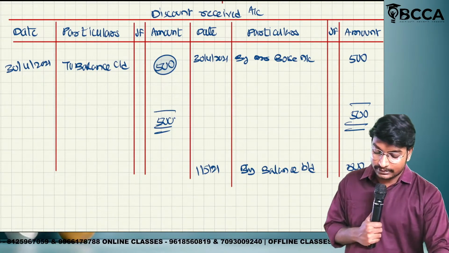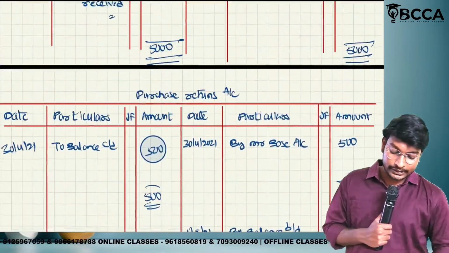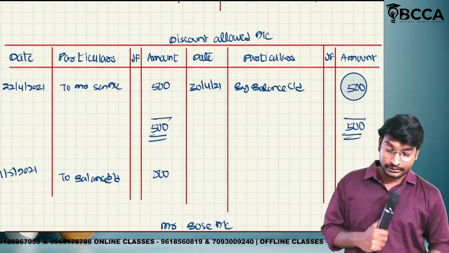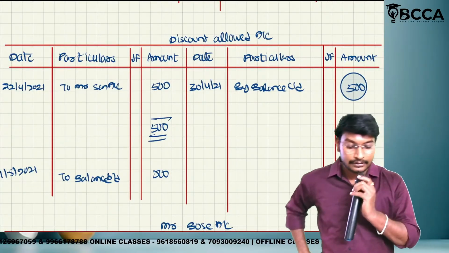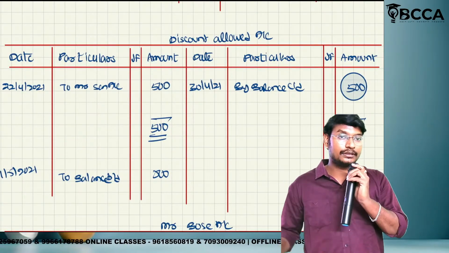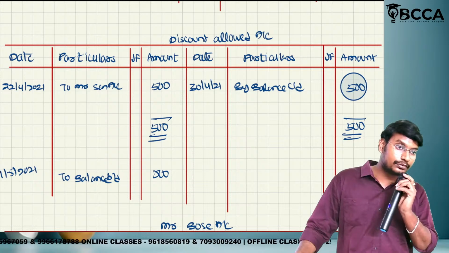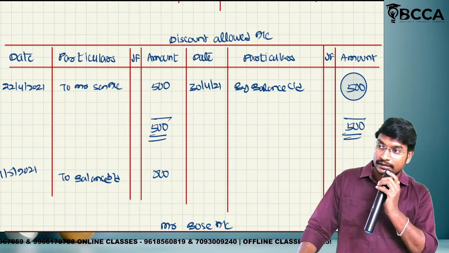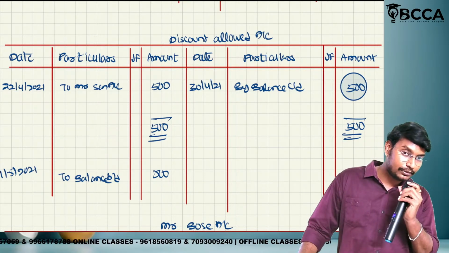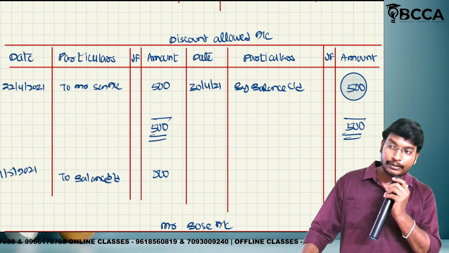Is there any doubts? So like this we need to prepare the journal entries and ledgers. There are some more questions for practice. You need to practice those questions. I am not going to discuss them in the class. If you have any doubts, I can explain in the class for a particular transaction.